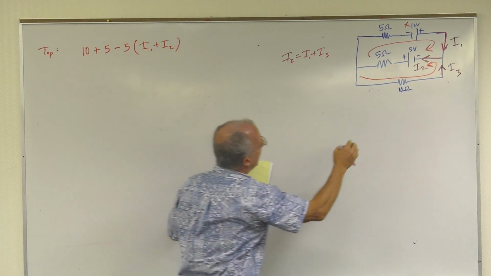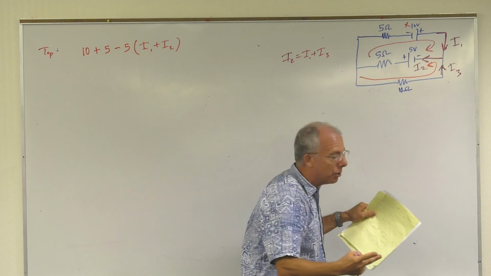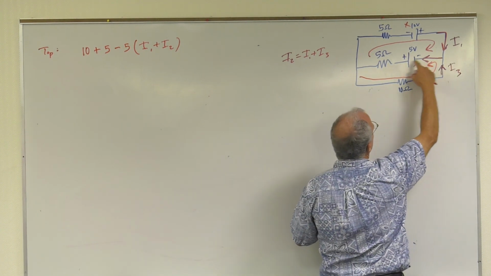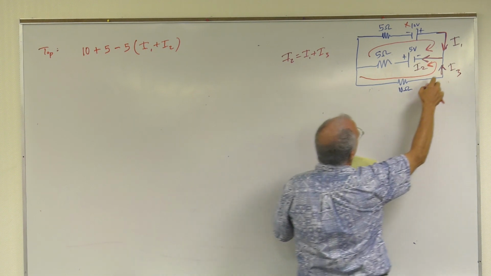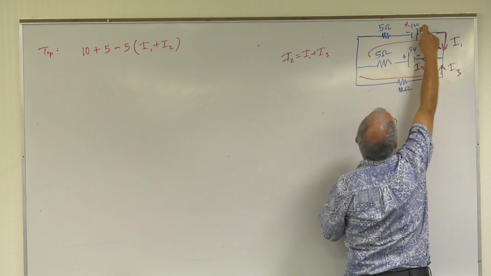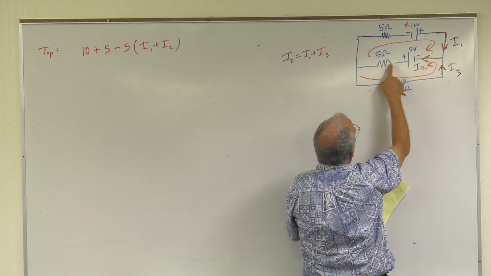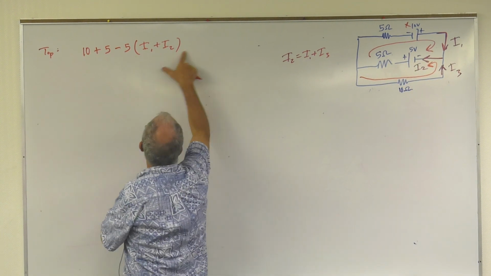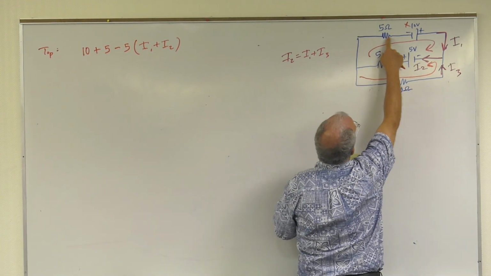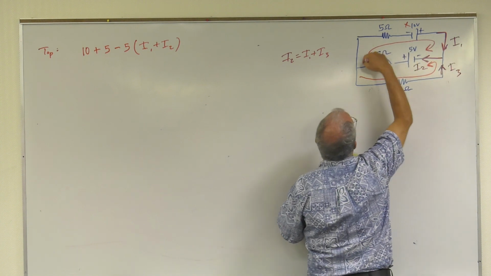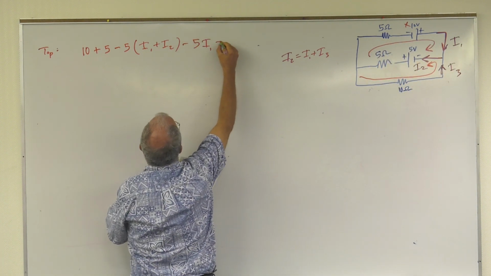Agree? Because remember, this here is I2, but we only want 2 variables. We only want I1 and I3. So instead of saying I2, we're just going to say I2 is I3 plus I1, right? Okay, so again, start here. Plus 10, plus 5, minus 5 times the current. Then we go up here, and what's the current through this guy? It's just I1, so it's minus 5I1, and that has to equal 0.